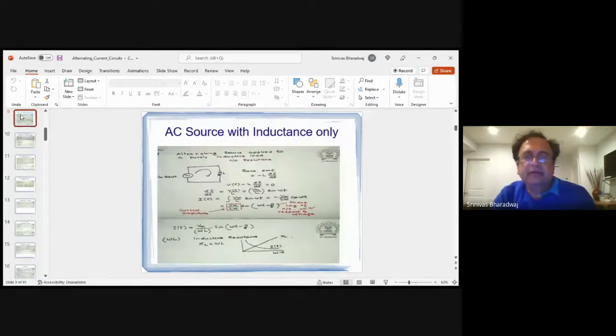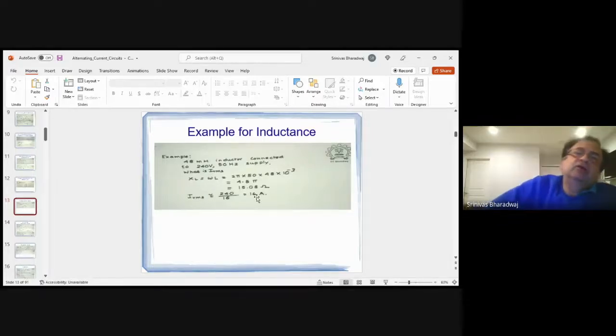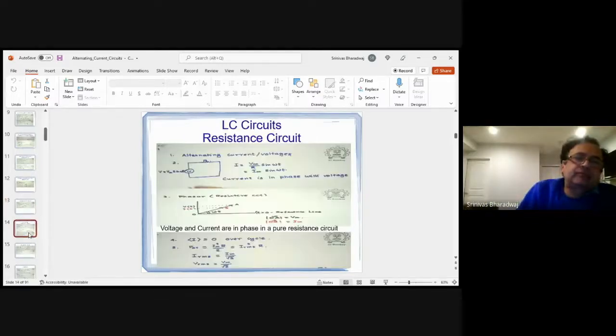What are we missing here? We are missing actually a root 2. This is the peak. Vm by L omega is the peak. So if you wanted the IRMS, you have to divide this. This will be Im. You need to divide by root 2, so 16 divided by root 2, or 240 divided by 16 root 2.